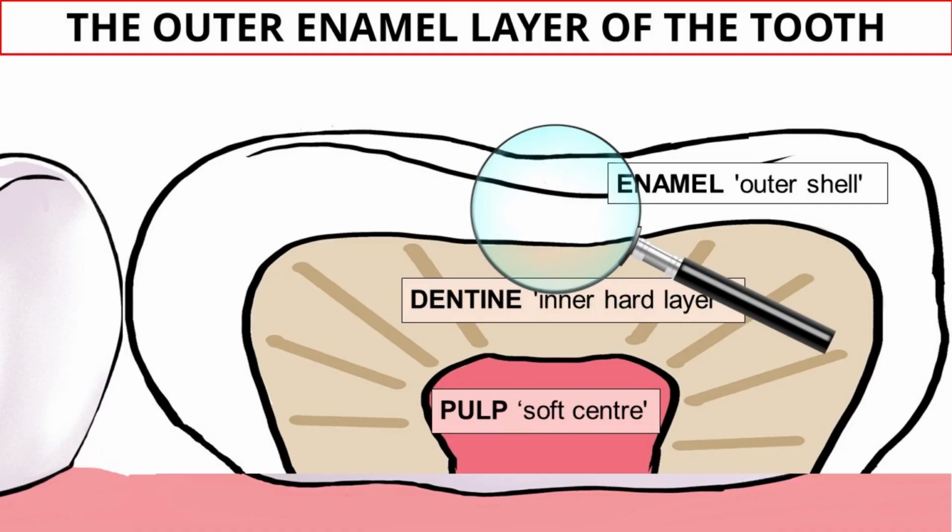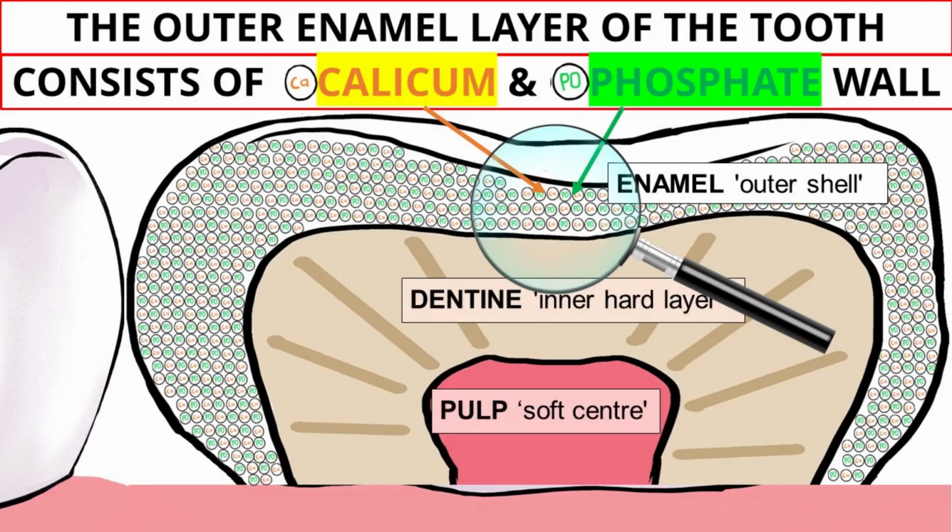If we look at the enamel in detail, the enamel consists of a calcium and phosphate wall.